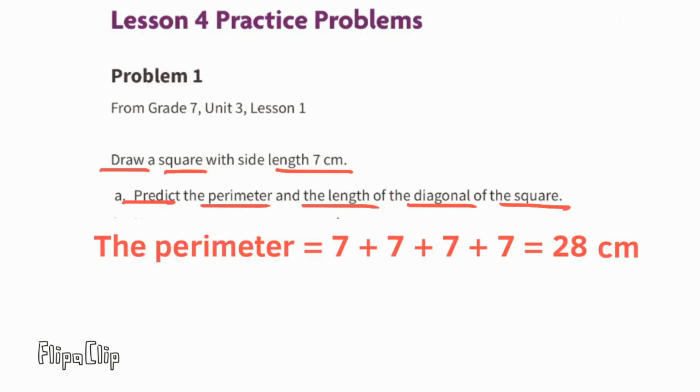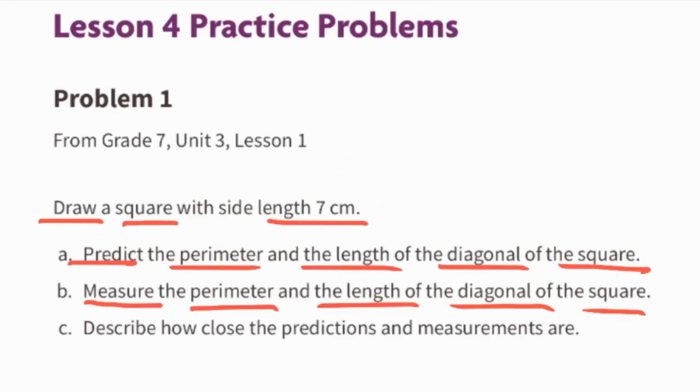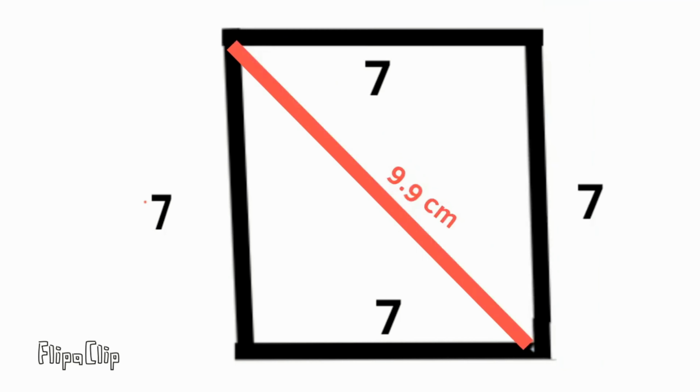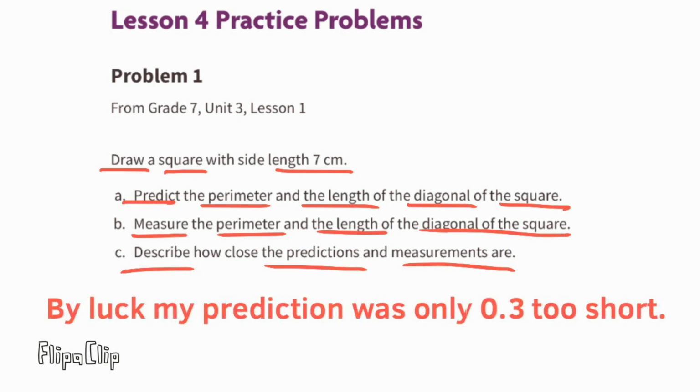My prediction for the perimeter is 28 centimeters, and we know that the diagonal line will be more than 7 centimeters. My prediction for the length of the diagonal line is about 9.6 centimeters. B. Measure the perimeter and the length of the diagonal of the square. Well, the perimeter is 7 times 4, or 28 centimeters, and the length of the diagonal line is 9.9 centimeters. C. Describe how close the predictions and measurements are. I was correct with the perimeter. My prediction for the length of the diagonal line was 3/10 too short.